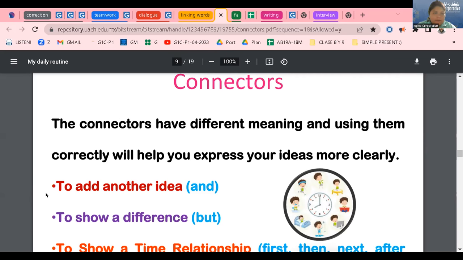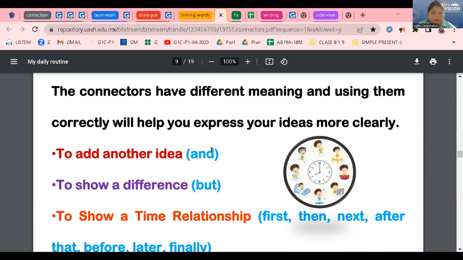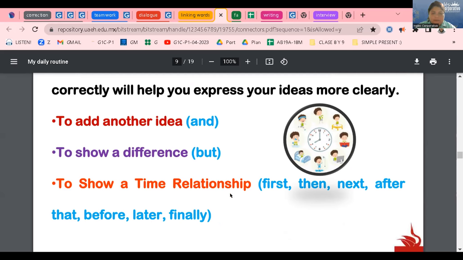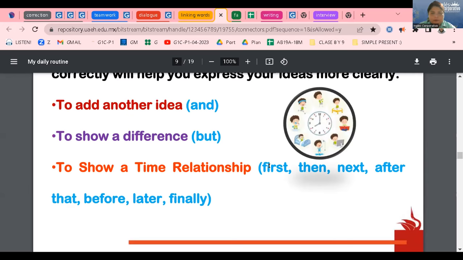Okay, so we have the first one. To add another idea, you're going to use in para agregar ideas. Otra idea o ideas similares, utilizamos in. To show a difference, you're going to use but, para mostrar un contraste o algo diferente. Vamos a utilizar but. To show a time relationship or a sequence, we have the followings. We have a first, we have then, we have next, after, or after that, before, later, and finally.